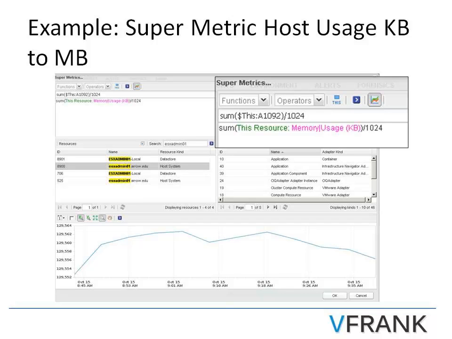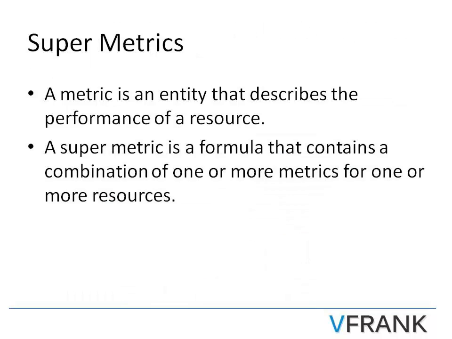So this is just to show you the supermetric where we change the one metric to megabyte. We just take a sum of the memory usage, and then we just divide it by 1024. That should be very simple to create. Pretty much, the supermetric is all about an entity that describes the performance of a resource. The supermetric can contain a formula, a combination of one or more metrics from one or more resources.